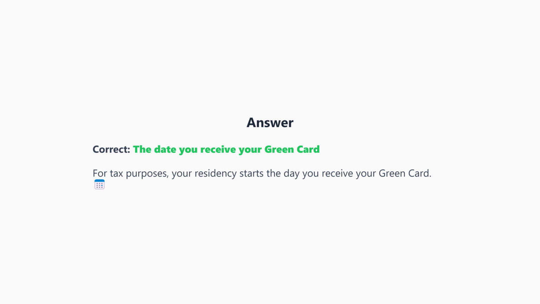The correct answer is B, the date you receive your green card. For tax purposes, your residency in the U.S. begins the day you receive your green card.